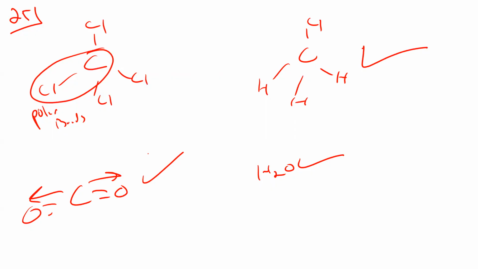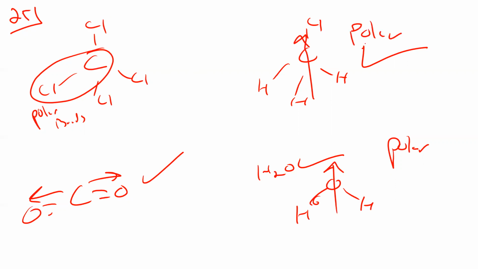It says, which are polar molecules now? So now we're going back to the polar molecules. So this is going to be polar. The reason that's polar is because you have a net dipole here, and then here you have a net dipole here. So this is a polar molecule. All the other ones are non-polar molecules. That's 25.